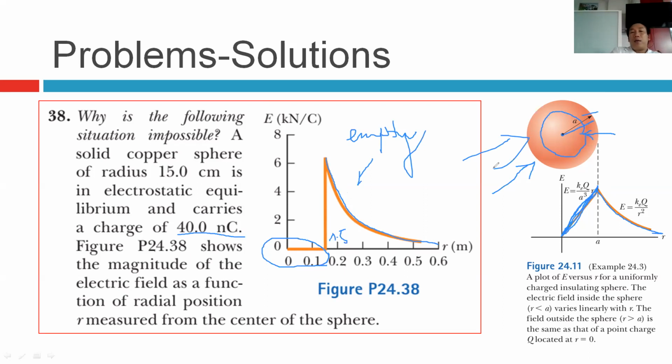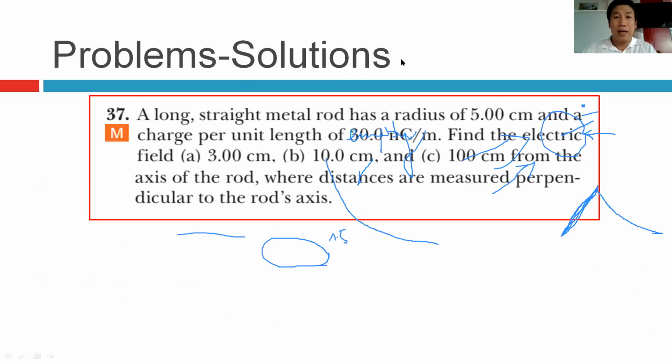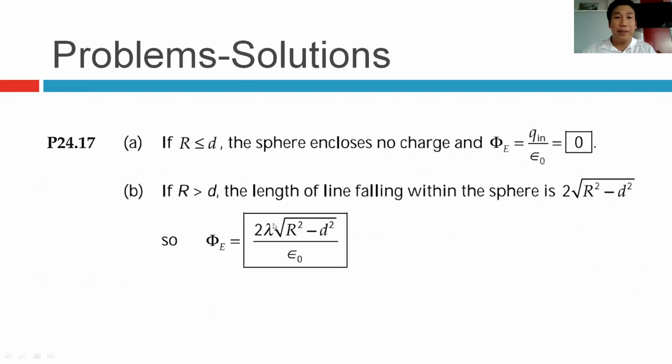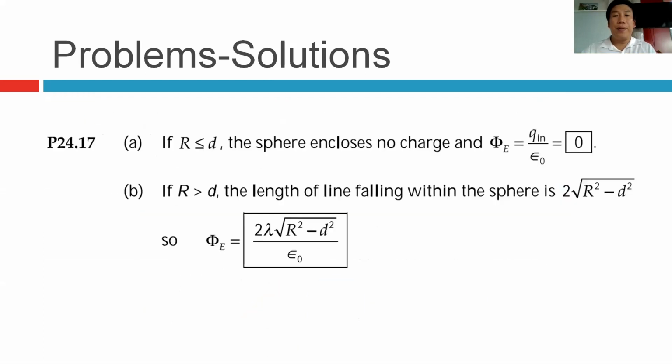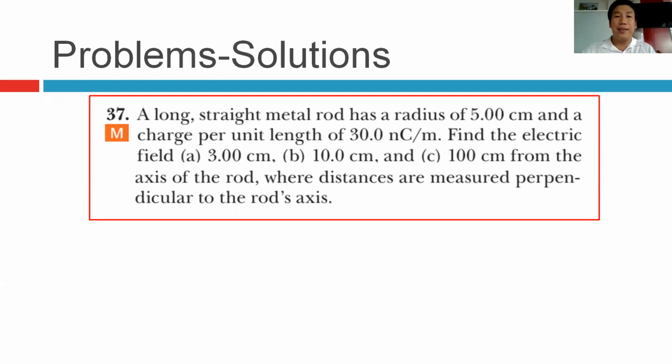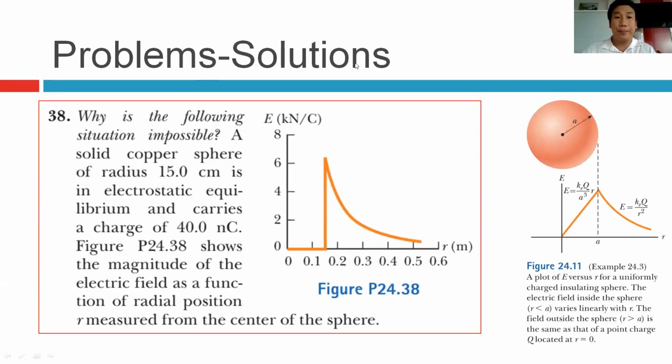But the question is, why is the following situation impossible? If we want to know, we need to calculate. How to calculate? You just calculate the electric field on the surface of the sphere, and you will know the situation. We already know how to determine it; remember, I already showed you. But for the sphere, it's very easy to determine. I will guide you here.